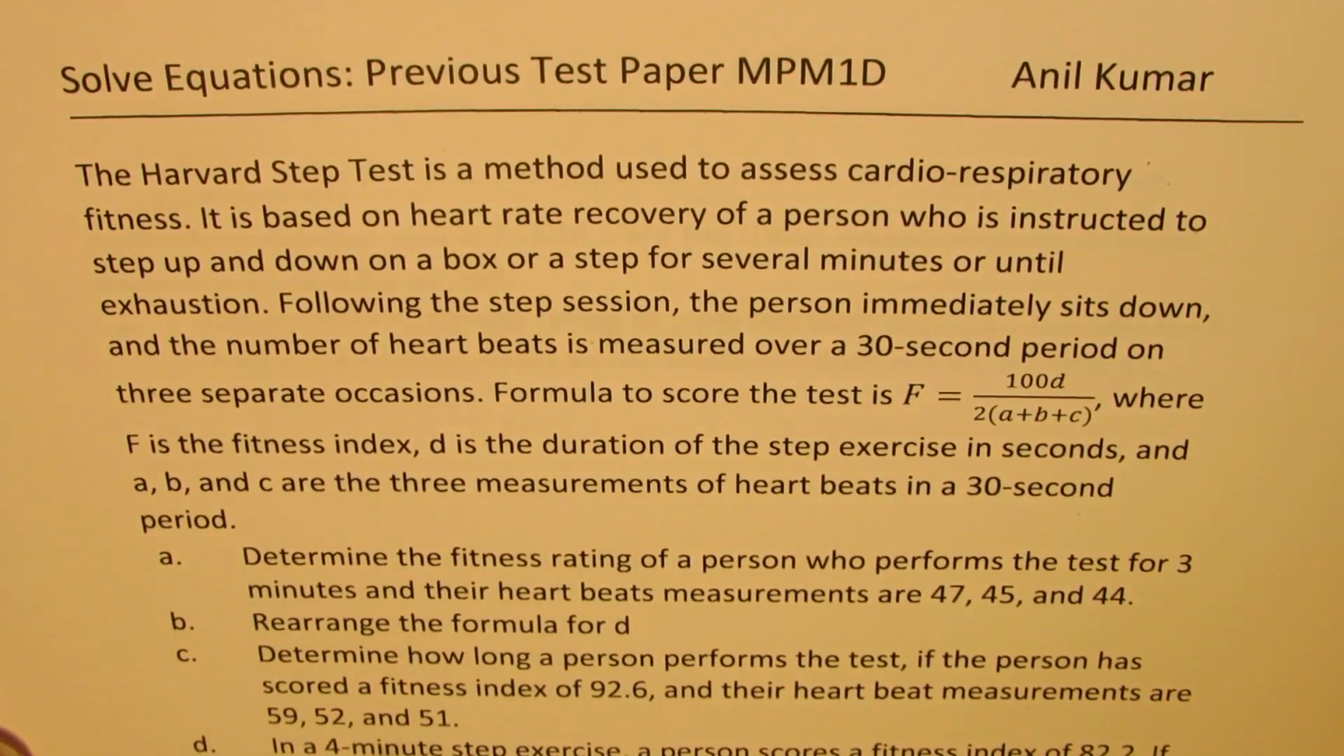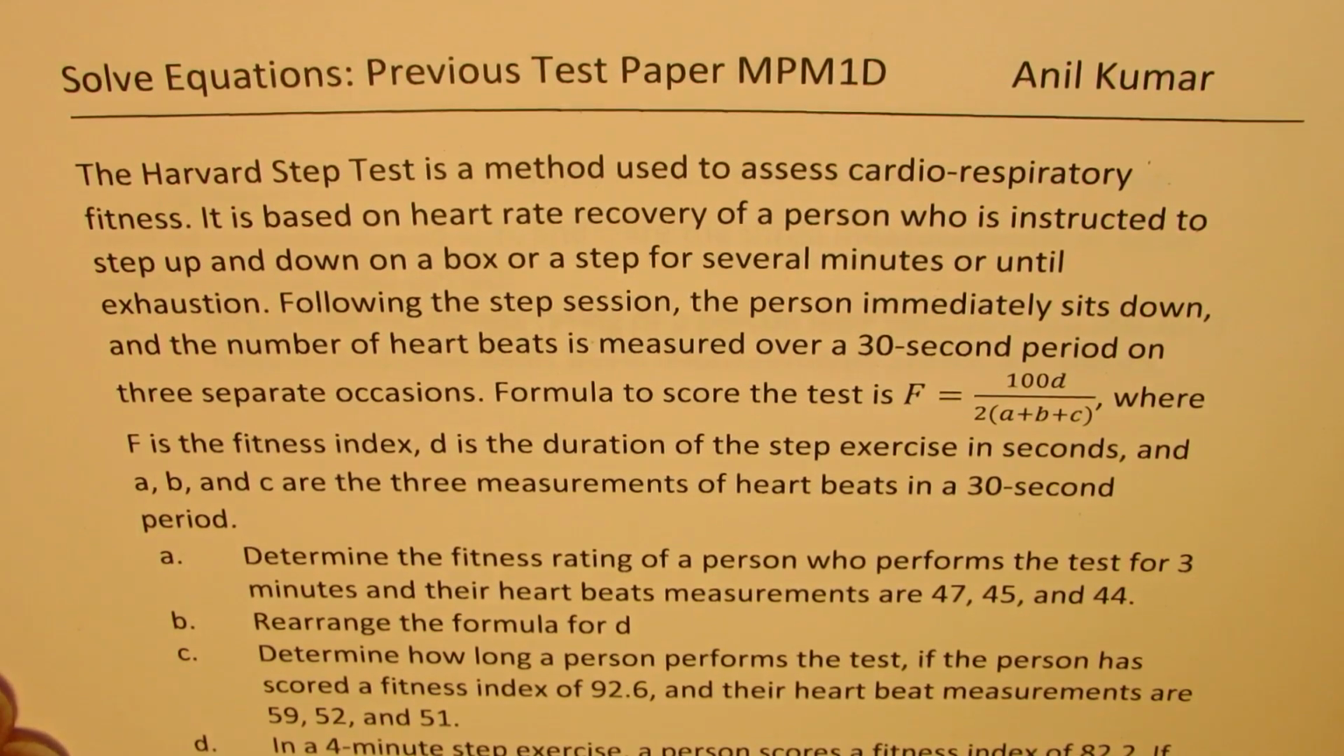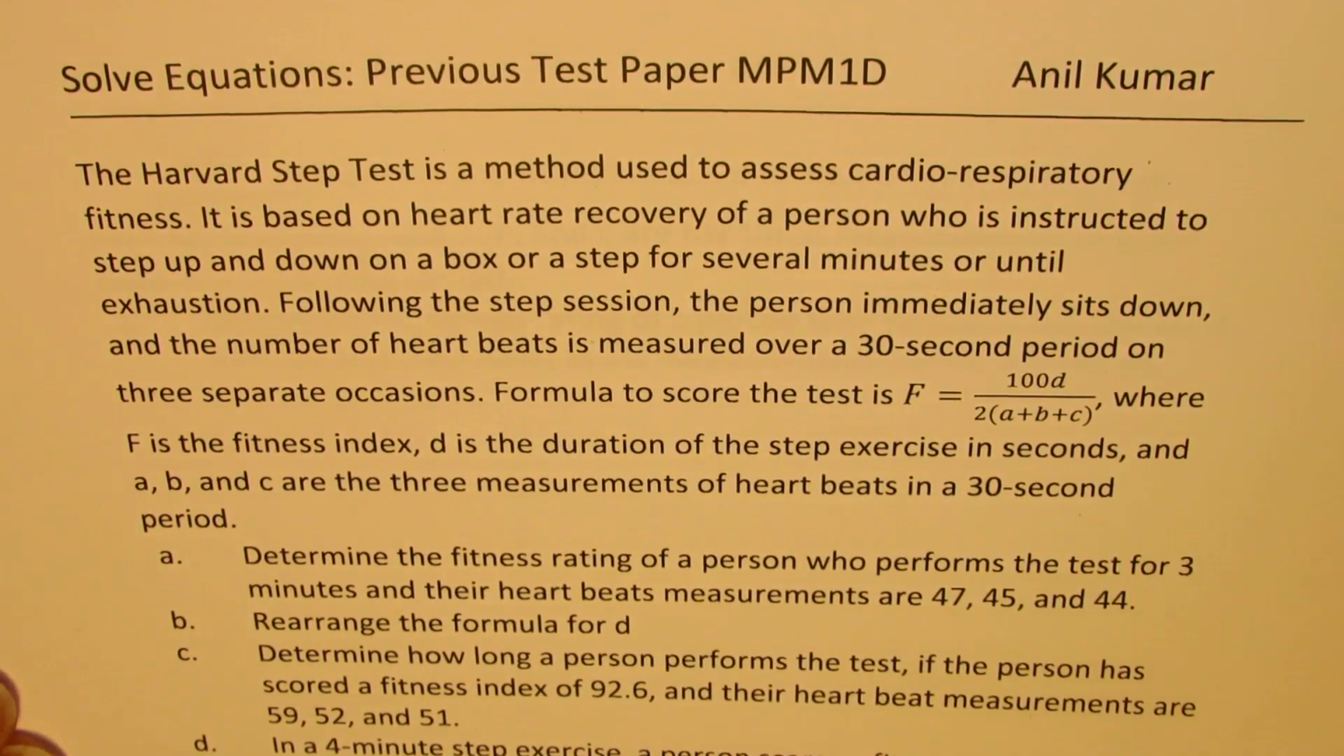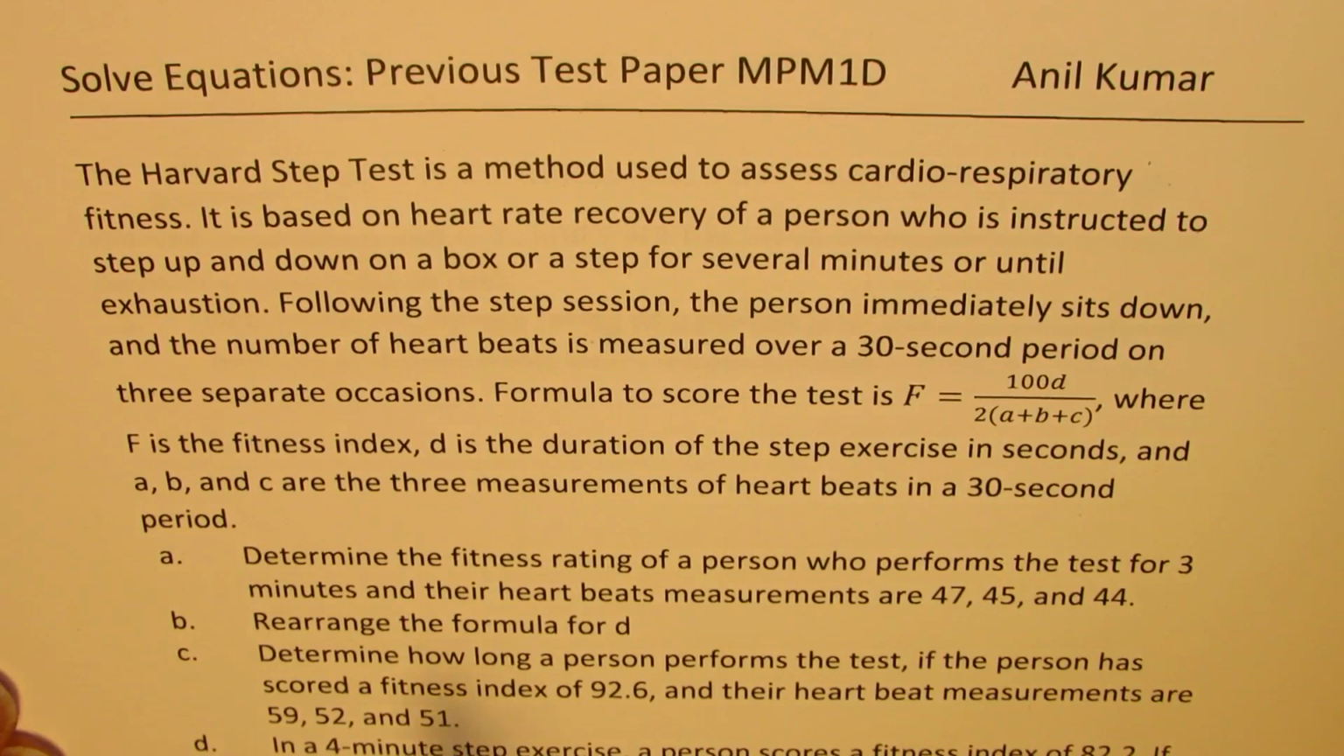Now, based on this information, we have 4 questions here. We are going to take these questions one by one and answer them. The very first is: determine the fitness rating of a person who performs the test for 3 minutes and whose heartbeat measurements are 47, 45 and 44.